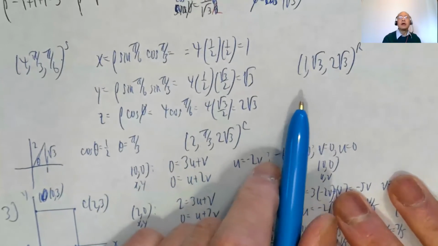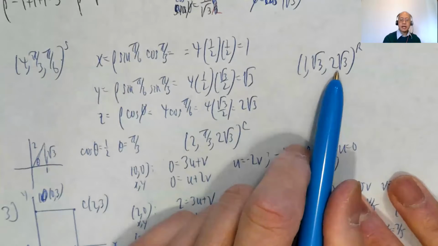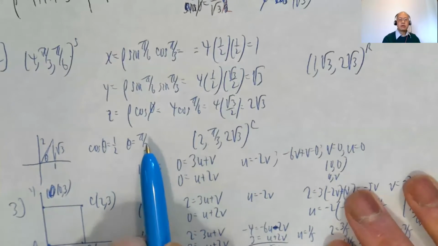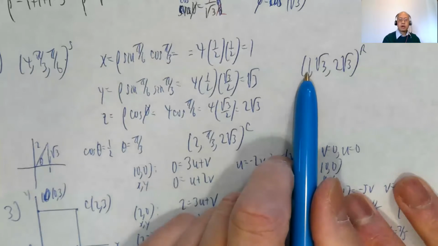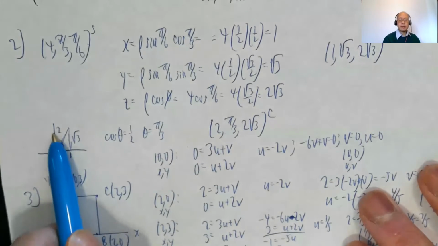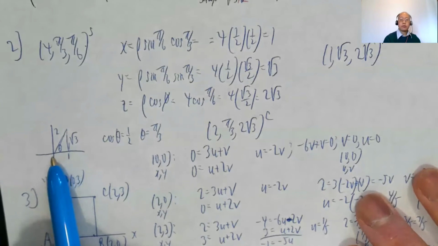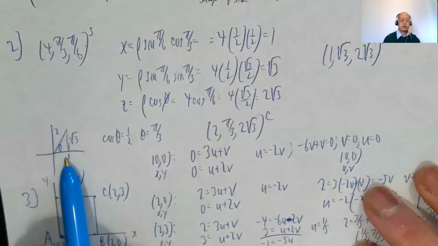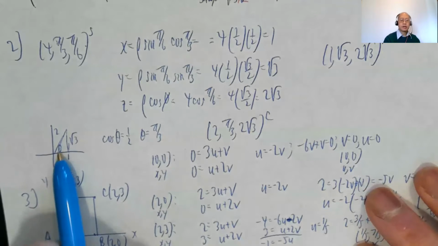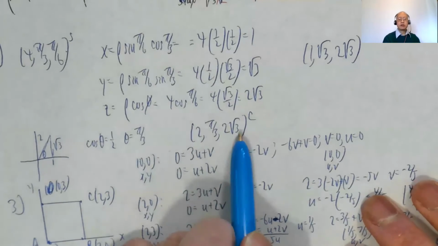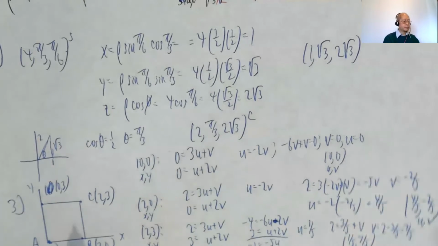And then for cylindrical, z stays the same, 2 radical 3. X squared plus y squared equals r squared. So 1 plus 3 is 4, whose square root is 2. Okay, and then I'm in the first quadrant, probably best to just draw myself a triangle. So 1 this way, radical 3, hypotenuse is 2, and side opposite the 30-degree angle is half the hypotenuse. So that means this angle is 30, which makes this one 60. So theta is pi over 3. So 2, pi over 3, 2 radical 3 in cylindrical coordinates.